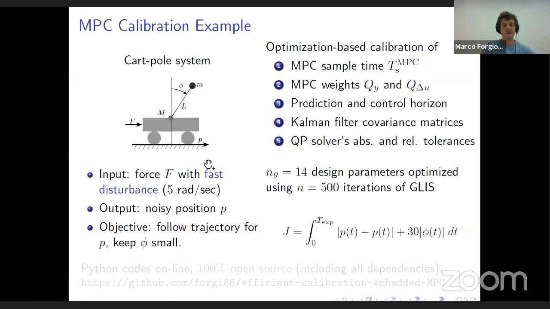We did it because having this fast disturbance makes it convenient to close the loop fast to reject it. But still, we cannot close the loop as fast as we want because we have a constraint on the sampling time. We have to be able to implement it online. So here we are optimizing the sampling time, the weights of the MPC, prediction and control horizons, Kalman filter covariances, and solver settings. We're not tuning the model here, but in another example, we will also tune the model.